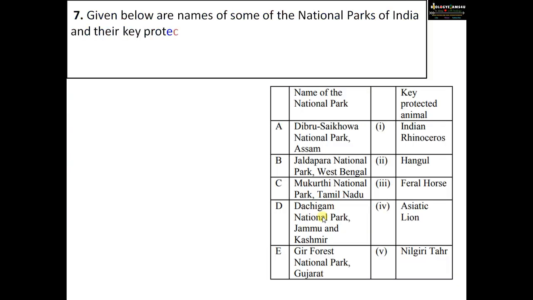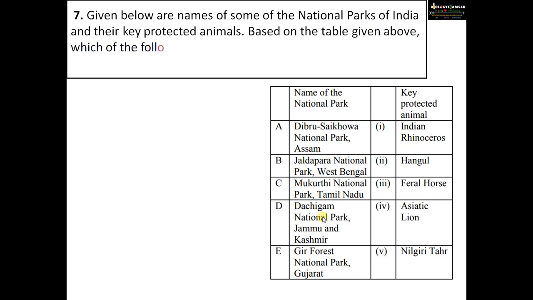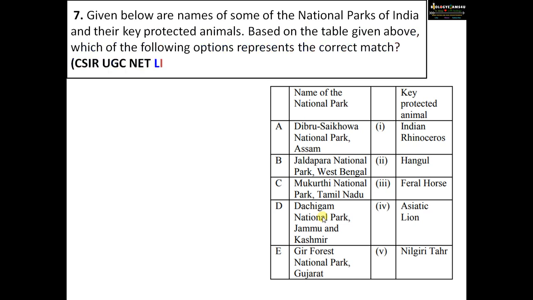Given below are the names of some of the national parks of India and their key protected animals. Based on the table given above, which of the following options represents the correct match? So these are the options: Dibru-Saikhowa National Park, Assam, Indian Rhinoceros; Jaldapara National Park, then Hangul; Mukurthi National Park, Feral Horse; Dachigam National Park, Asiatic Lion; Gir Forest, Nilgiri Tahr.